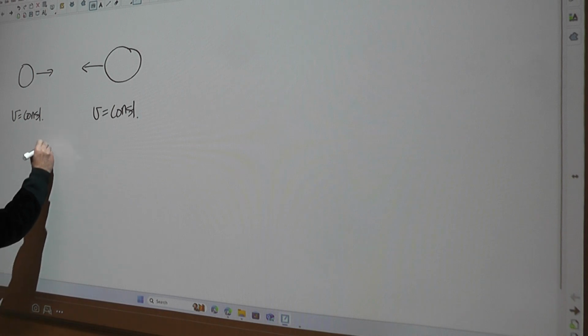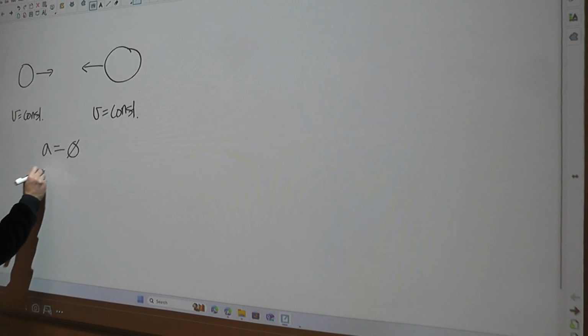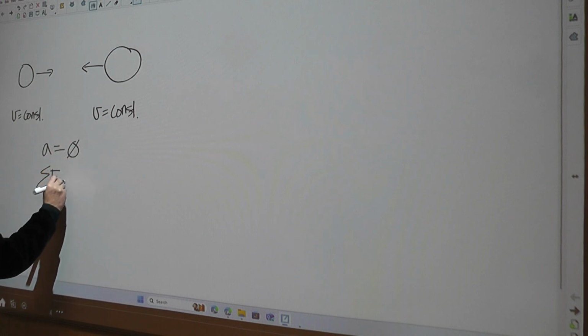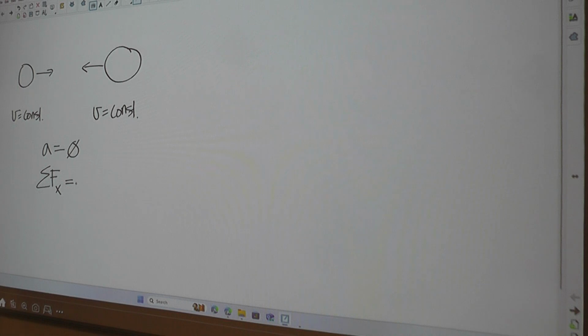That means acceleration is zero. That means the sum of the forces in that parallel dimension, which we could call the x dimension, is 0. Could there be forces acting on these objects?